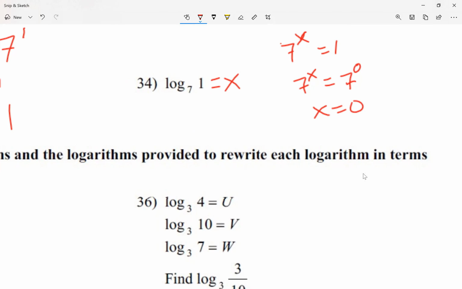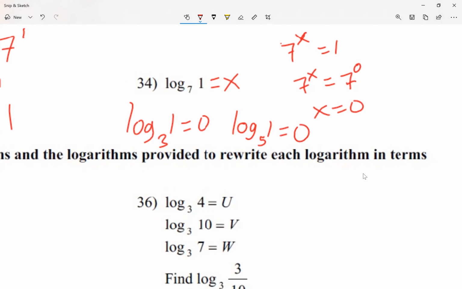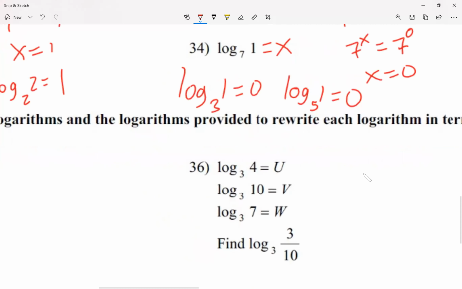So based on this rule, if I had log base 3 of 1, I'm just going to say that's equal to 0. If I had log base 5 of 1, I'm just going to say that's equal to 0, right? The base is not important, but when it is of 1, this thing is going to equal 0. Again, it's a special rule, so not used as often as the one that we saw in number 33, but it is used.